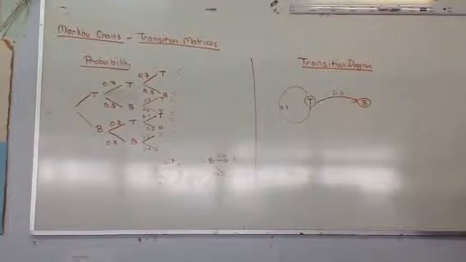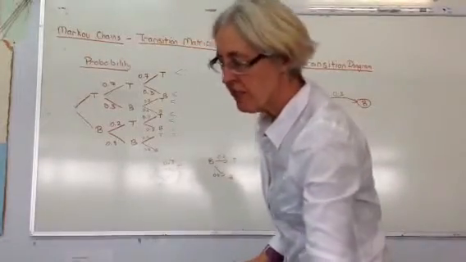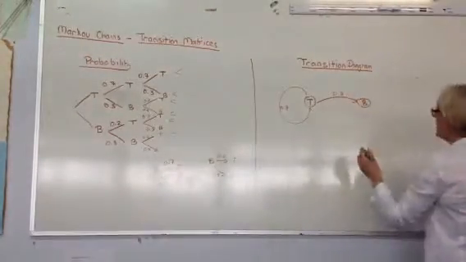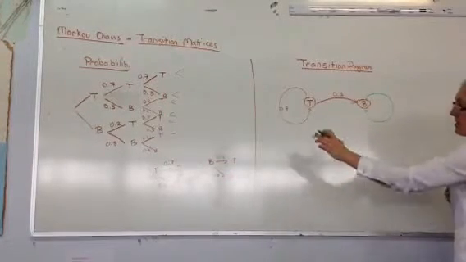Can you see how that transition diagram's gotten built up? Okay? However, the bus situation is slightly different, because if I travelled by bus, the chance of me travelling by bus again is 0.8.